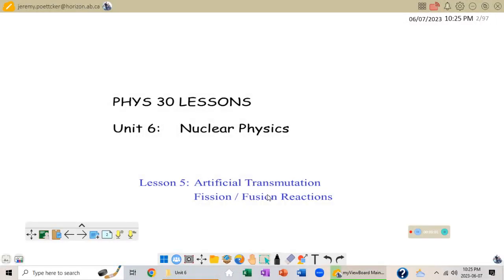And then fission and fusion reactions. So here goes.